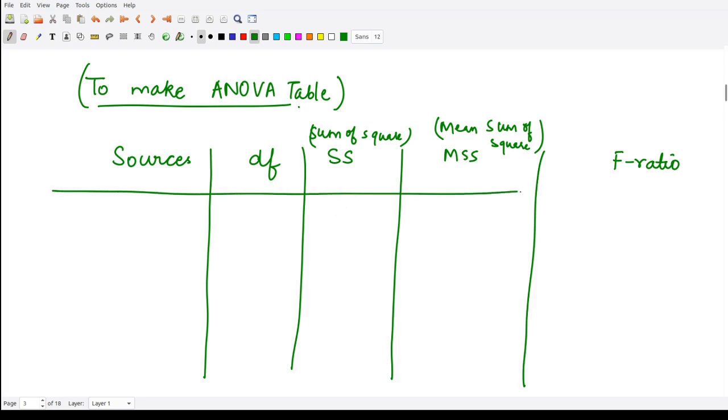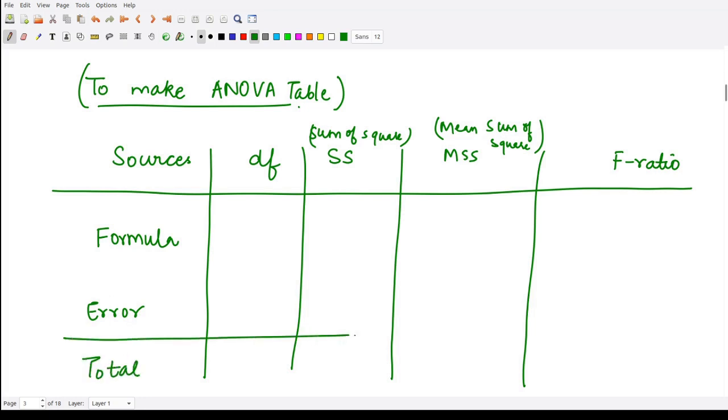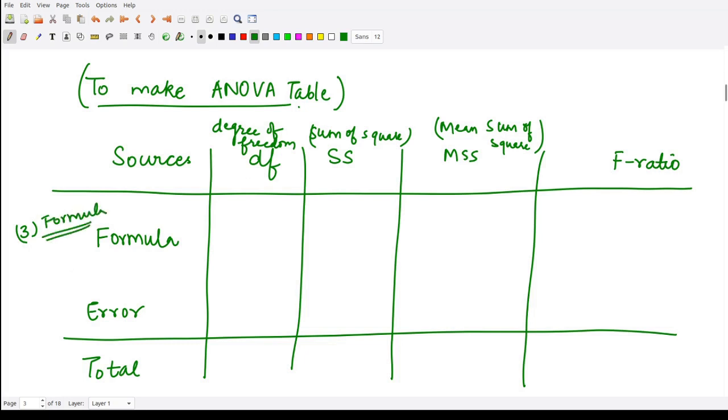According to this, how many sources are there? Here you will write what is given to you: you are given 3 formulas. And here you will write error, and then you will write total. Now for the degree of freedom, how many formulas are given? In total we are given 3 formulas, so the degree of freedom is n minus 1. So here we have 3 minus 1, which is equal to 2.